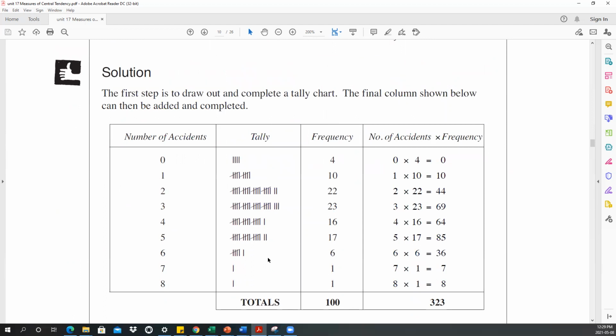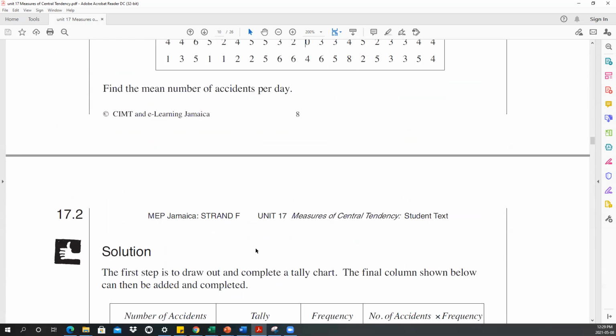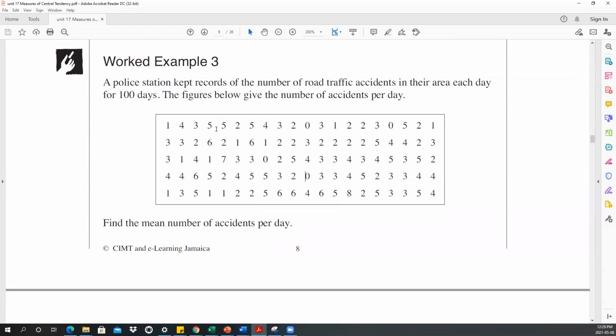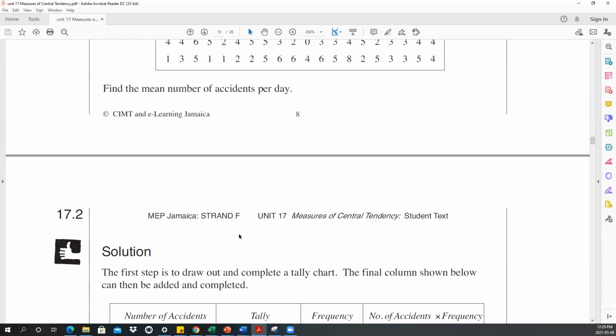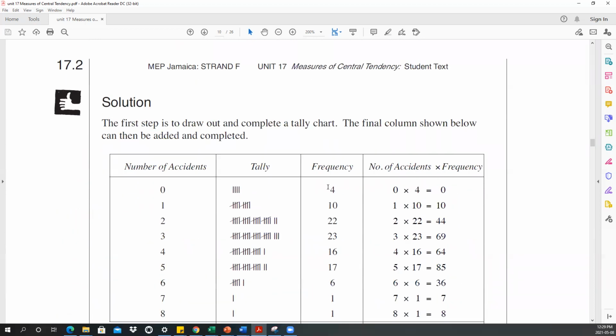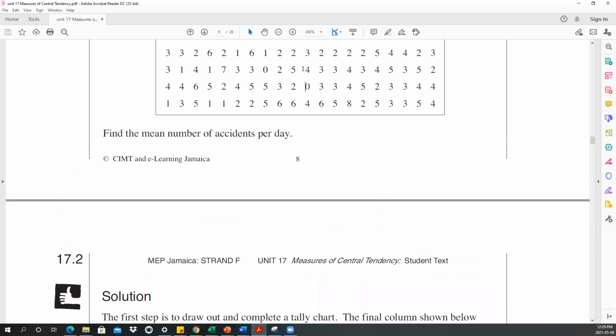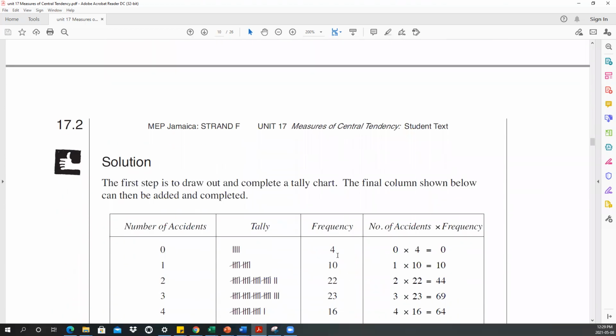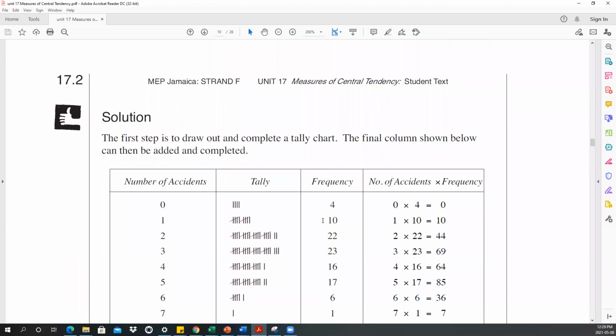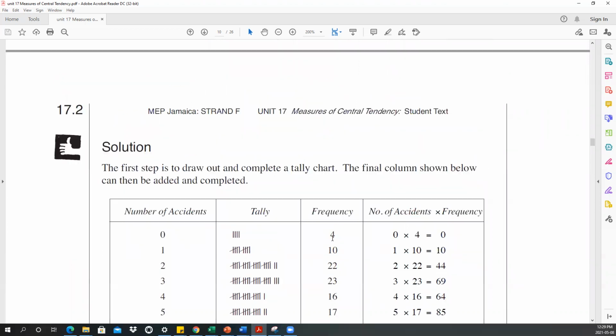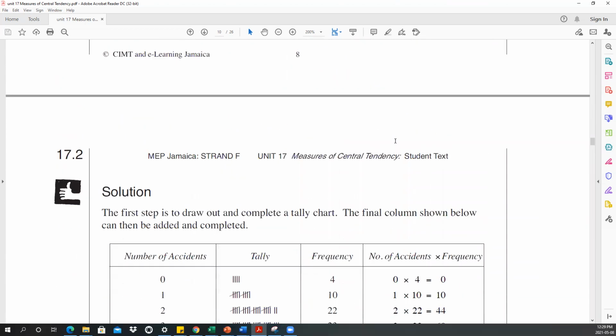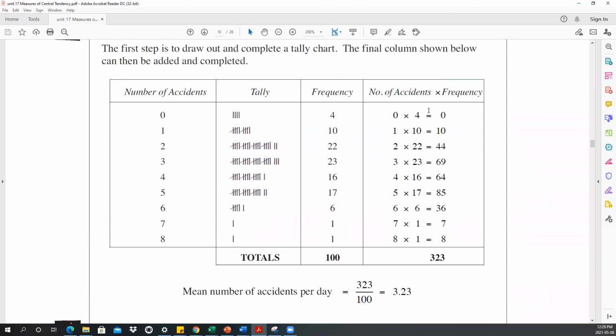So this tally thing, it's not necessary. It's just helping you cross off the numbers that you see. Not really necessary. 0 appears 4 times, 1 appears 10 times, 2 appears 22 times. So you just count it up, and afterwards, number of accidents times frequency.